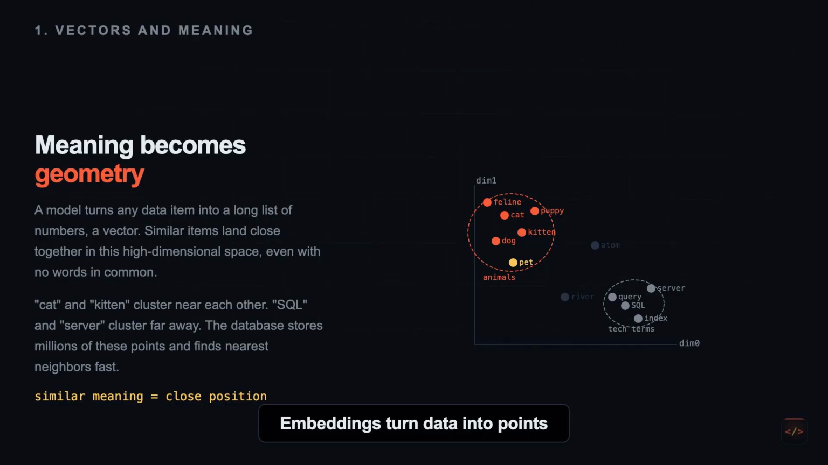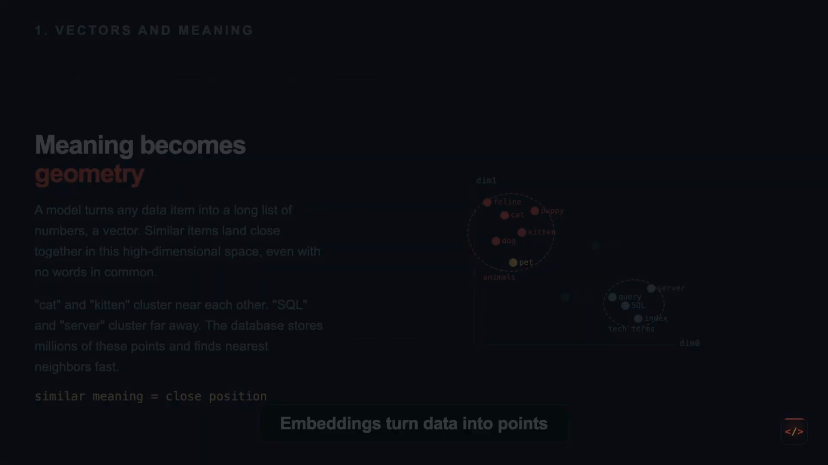What a vector database stores is millions of these vectors, and it does one job extremely well. If you give it a new query as a vector, it finds its nearest neighbors. Everything else, the indexes, the math, the trade-offs, exists to make that one operation fast and cheap at scale. So that's the whole idea of how a vector database works.